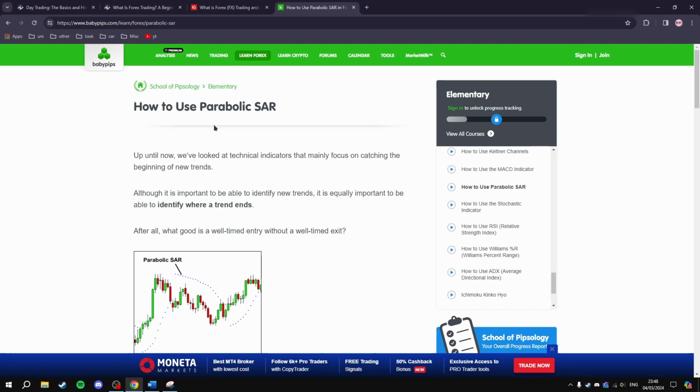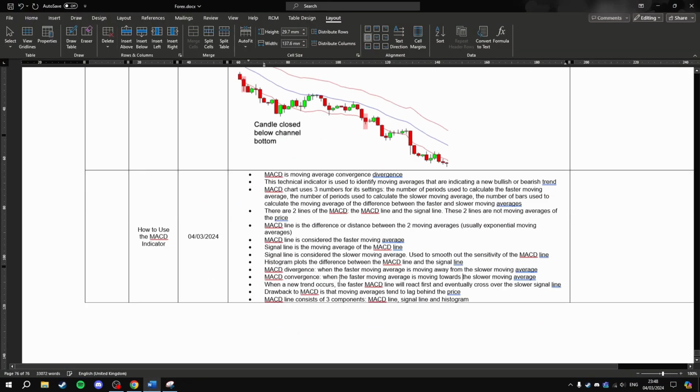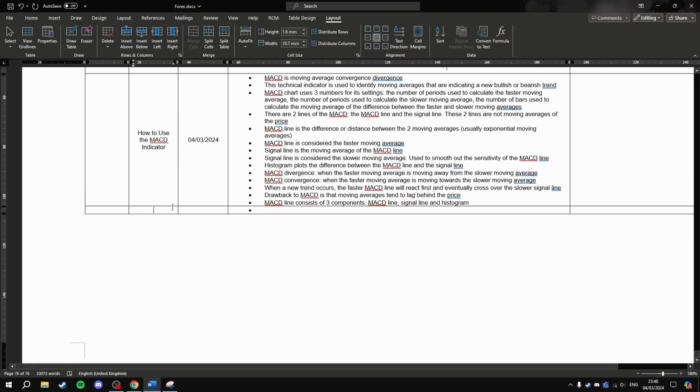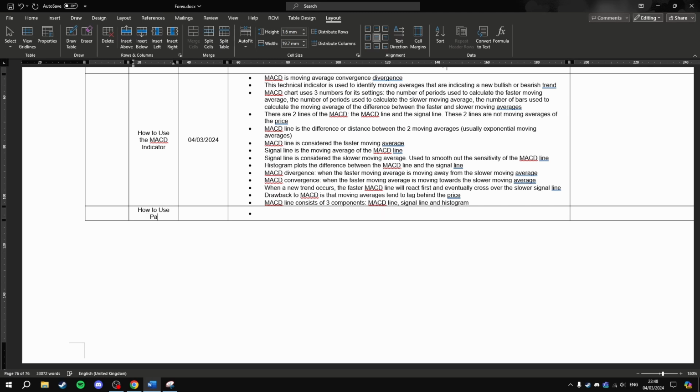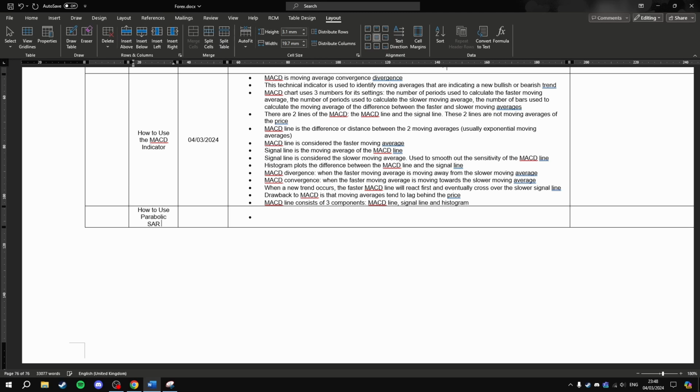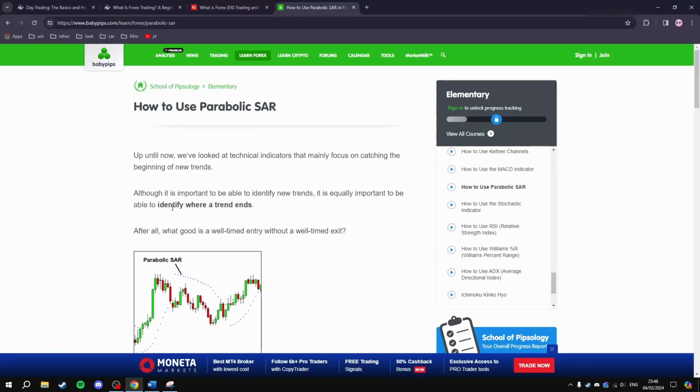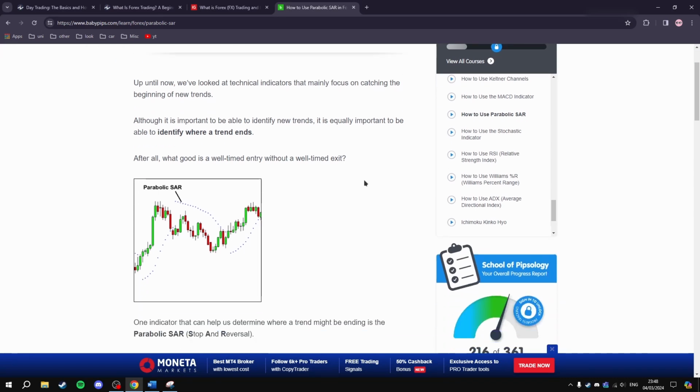How to use parabolic SAR. Up until now, we've looked at technical indicators that mainly focus on catching the beginning of new trends. Although it is important to be able to identify new trends, it is equally important to be able to identify where a trend ends. After all, what good is a well-timed entry without a well-timed exit? True.